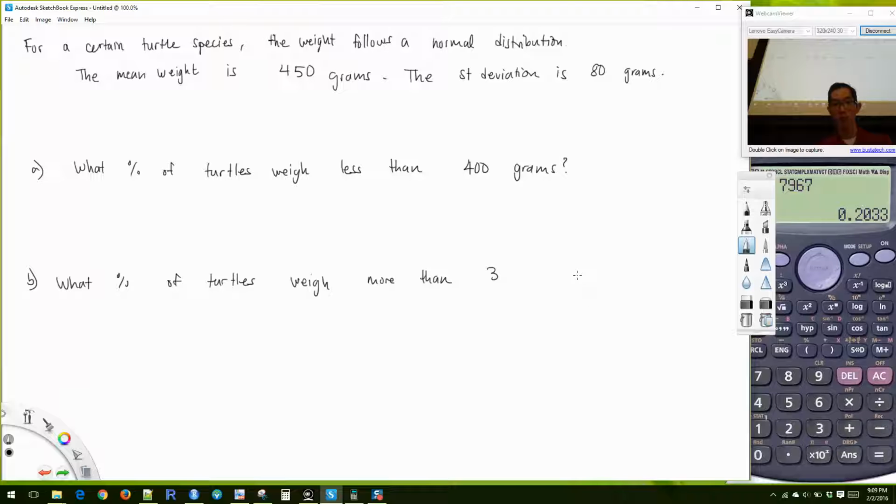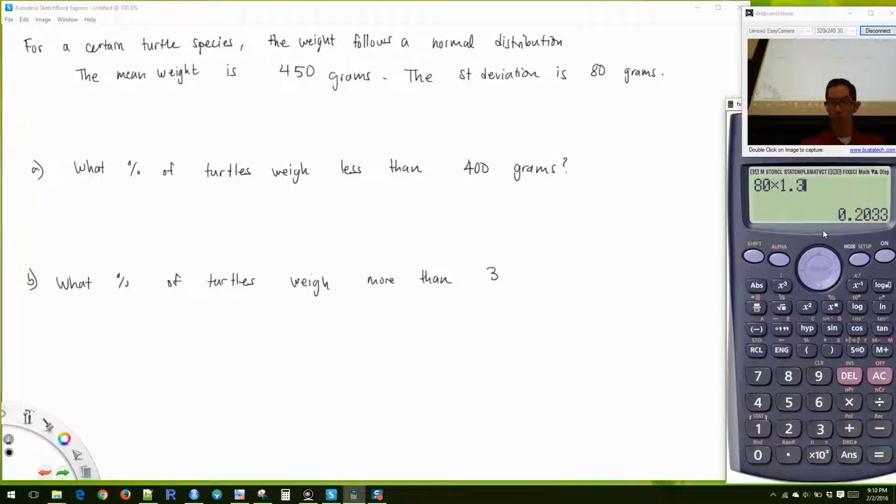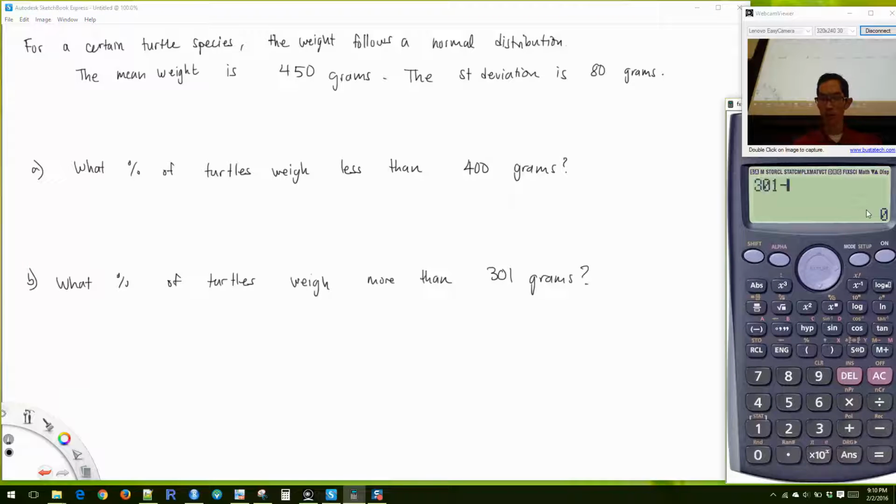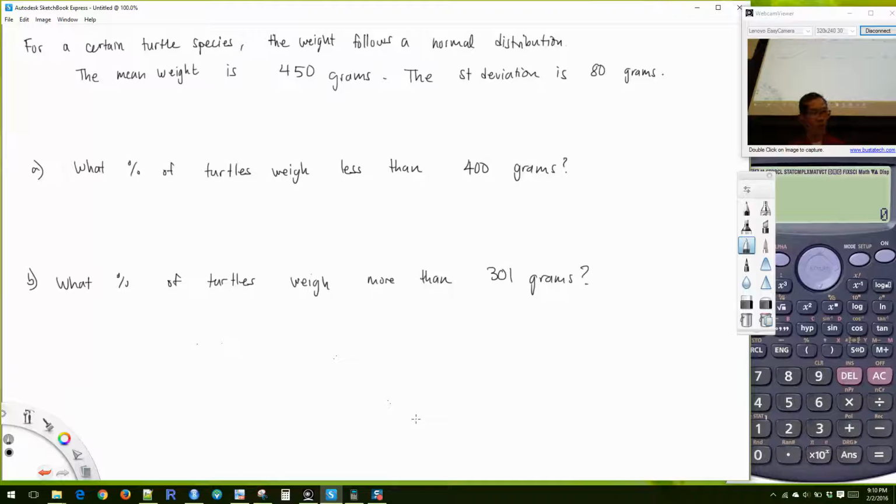Well, hang on. Okay, I'll say more than 301 grams. Is that right? Oh, I don't know what I did. Okay, we'll just do that. What percentage of turtles weigh more than 301 grams? What percentage of turtles weigh less than 400 grams? Okay, go ahead and take a few minutes to work these out.